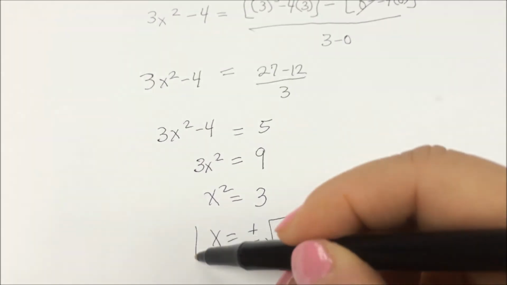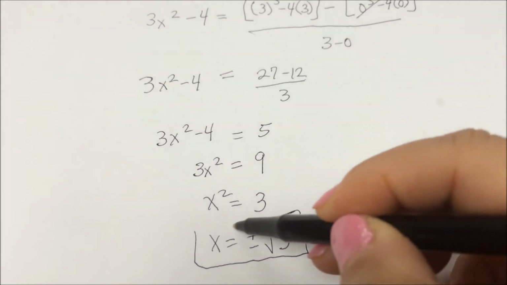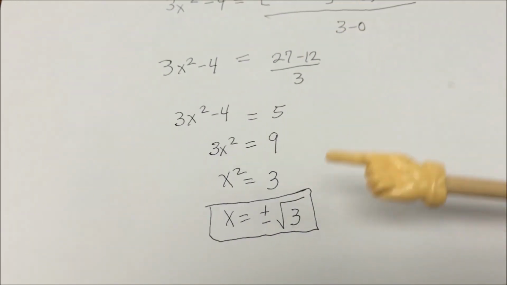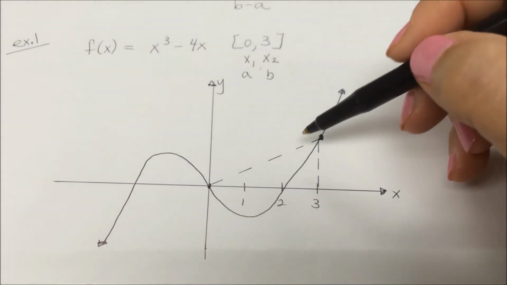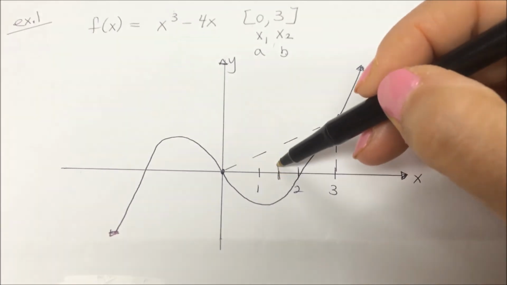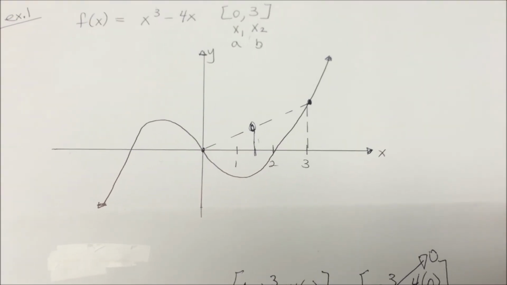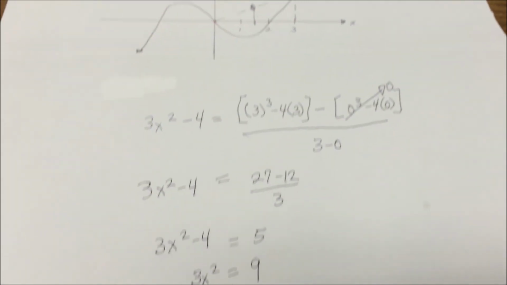Plus and minus the square root of 3 tells me that on this graph, the square root of 3 is about 1.7-ish. So around 1.7, somewhere around here, is where the average of that slope would be located. Okay? That's what we're looking for.